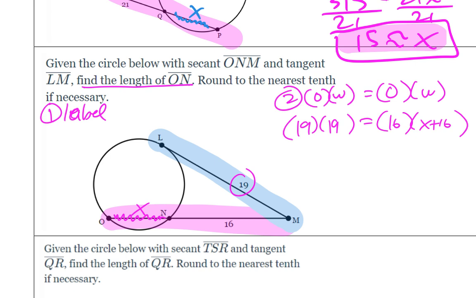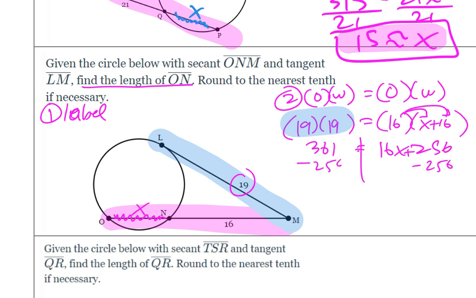It's quite easy. We're just going to type this into our calculator, right? 19 times 19 will give us 361. Okay, equals, now we're going to do that distributing, right? So 16 times x is going to be 16x. 16 times 16 is 256. That's a positive, right? So now we're just going to subtract 256, right? So that's going to give us 105 equals 16x, right?